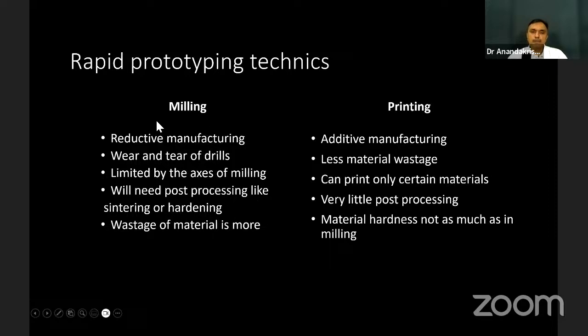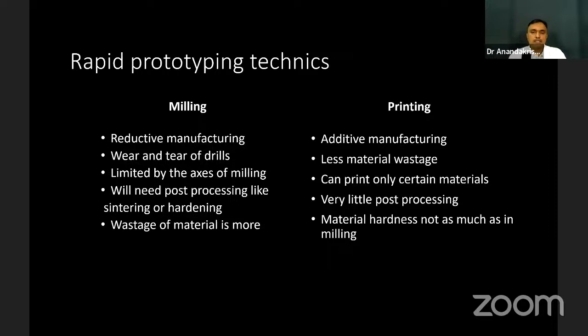But the main advantage of milling is that you get a very dense type of material. What do you mean by dense type of material? When you compare a printed material versus a milled material, the milled material will definitely be stronger as of today. This is a stronger technology than printing. In the sense, the strength properties, the hardness, everything will be much higher in a milled product than a printed product.